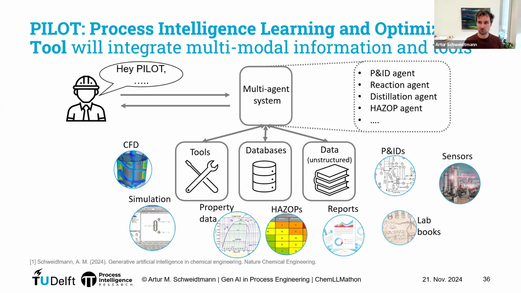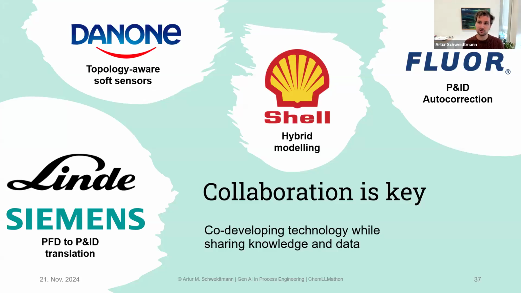Before I stop my presentation, I want to emphasize that all of this is only possible because we work a lot with industry together, and I think this collaboration is key, because I learn a lot from industry on actual P&ID development, for example, on the HAZOPs, and they learn a lot from us, and I think it's only possible to develop all this stuff in a joint effort, essentially. And here I want to emphasize Linde and Siemens, for example, where we try to go from PFDs to P&IDs. Fluor, where we work on autocorrection of P&IDs. With Shell, we work a lot on hybrid models, and with Danone more on the time series soft sensor data. But all of these are actually in the same direction on this shared vision.